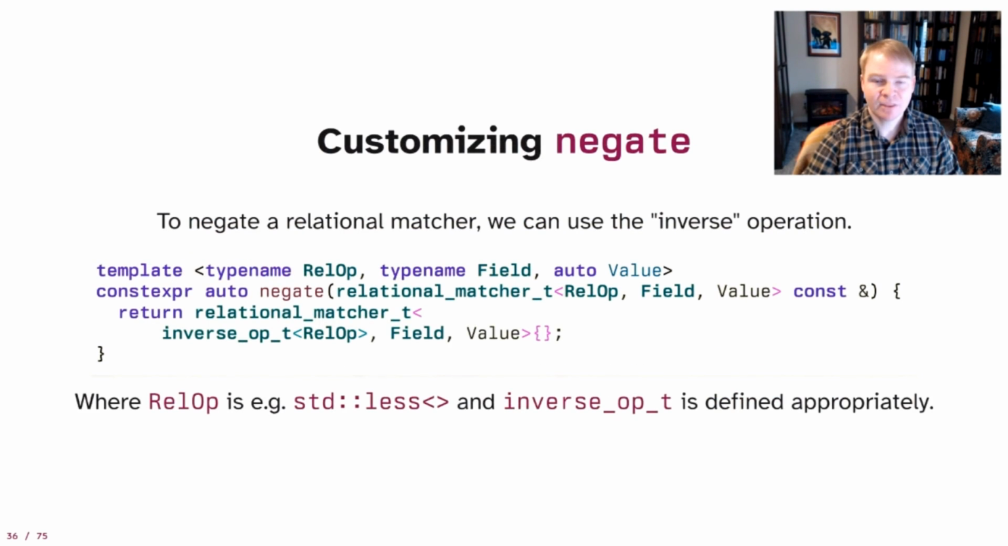Now I think I can write an overload for a relational matcher. What I need to do is return a new matcher whose operation is the inverse relational operation.